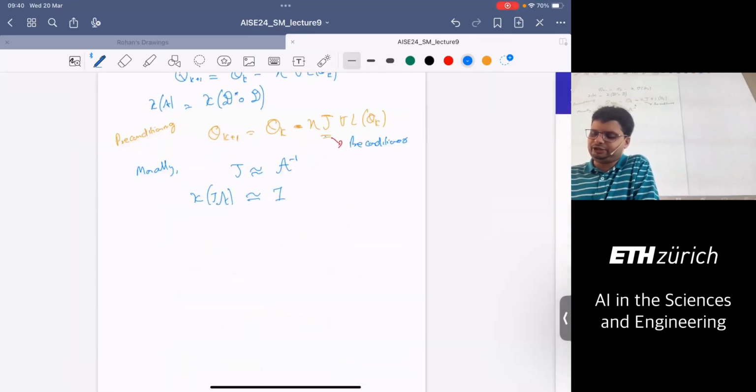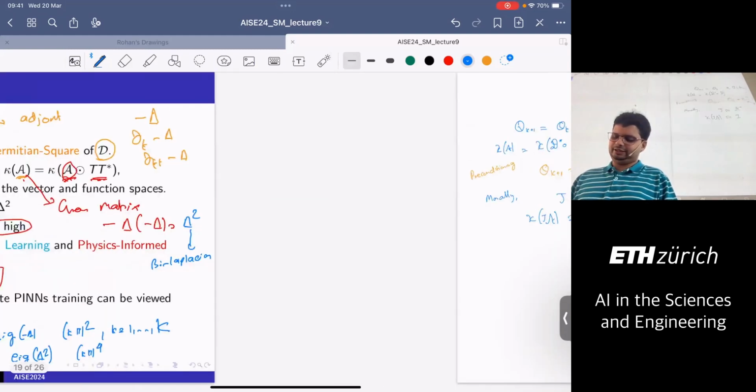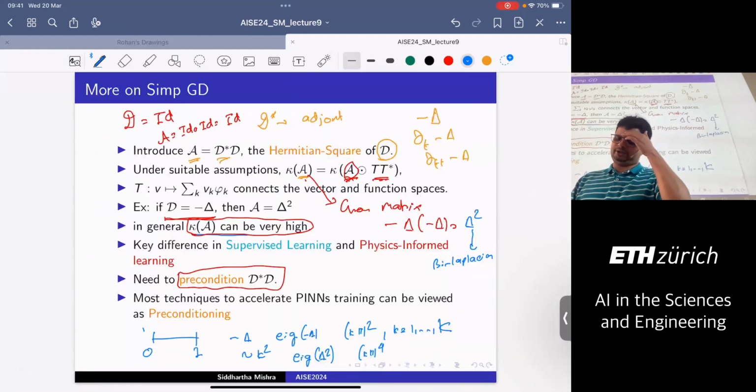So essentially preconditioning is either by using the direct form of the matrix or by using some knowledge about the operator, or you try to multiply a prefactor, a preconditioner, to your gradient descent such that you have an approximate inverse in place. Okay, so this is roughly what preconditioning is, and this is what essentially it boils down to.